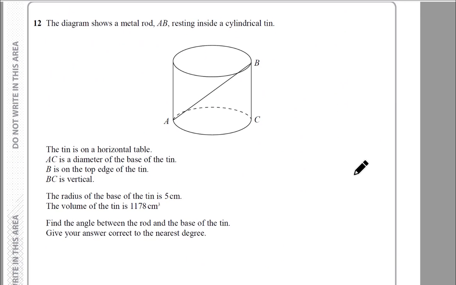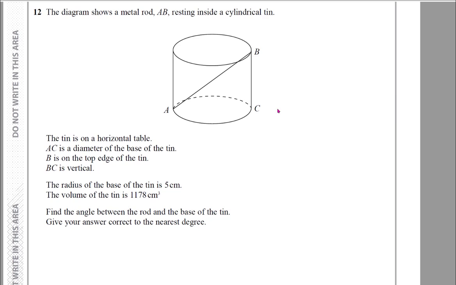Let's go down to question 12. So we have a tin, a metal rod inside the tin. It's on the table. AC is the diameter, and BC is vertical, so this is the height.